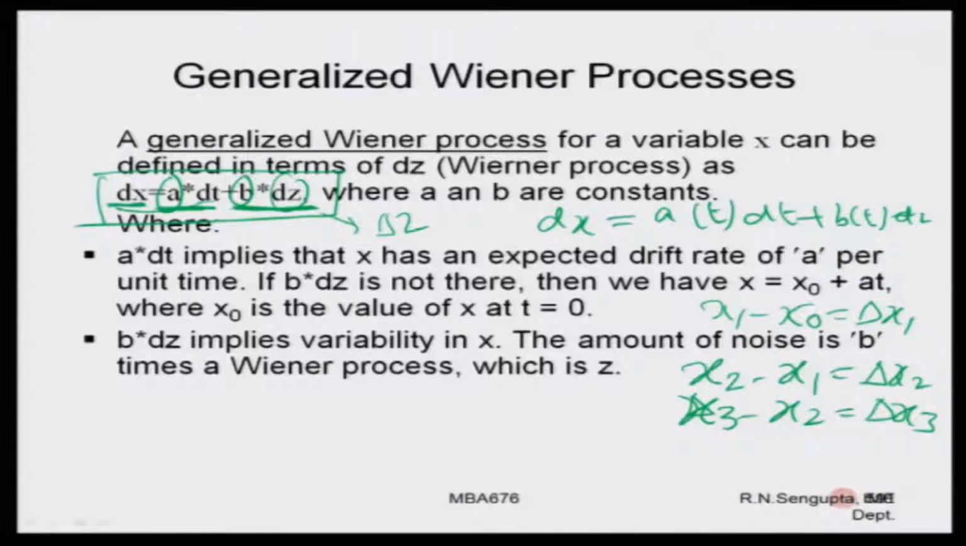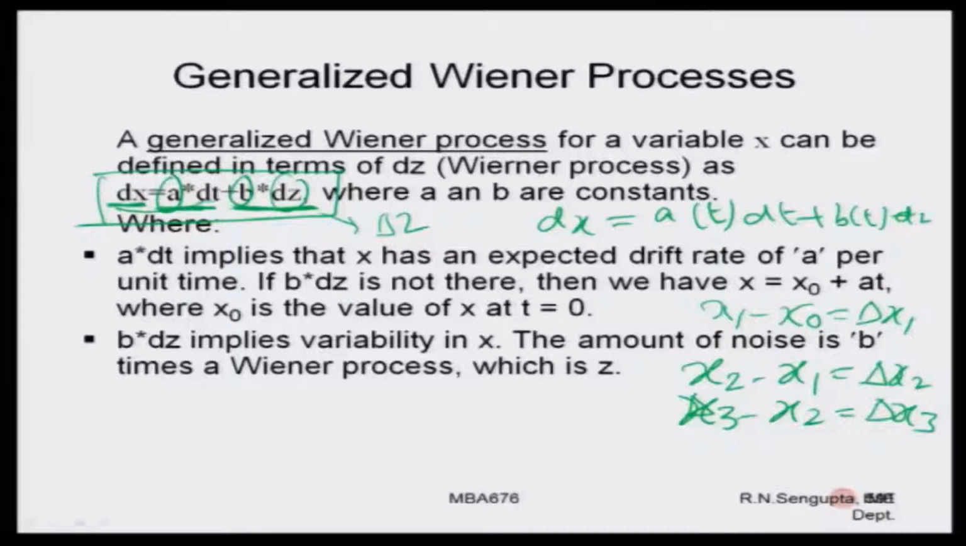While the second term, b into dz, implies the variability. So, when I want to find out the expected value and the variability of x or delta x, it would have two terms. The expected value would be given by a function of a, where a is the expected drift rate, while the amount of noise would be given by b, such that using that amount of noise b, which represents external forces, we can find out the variability of the whole generalized Wiener process.